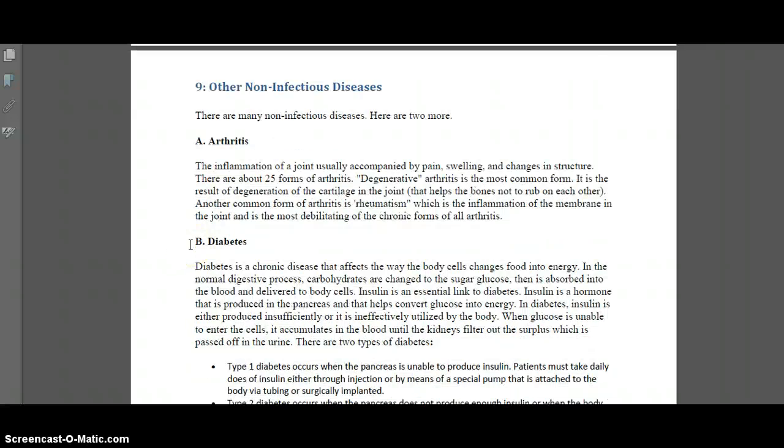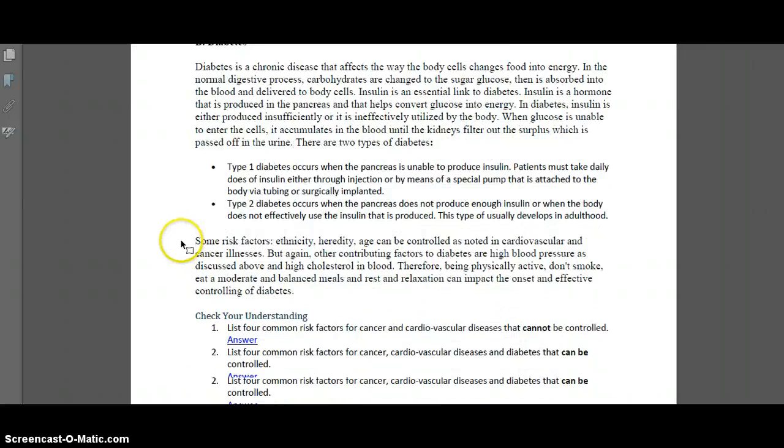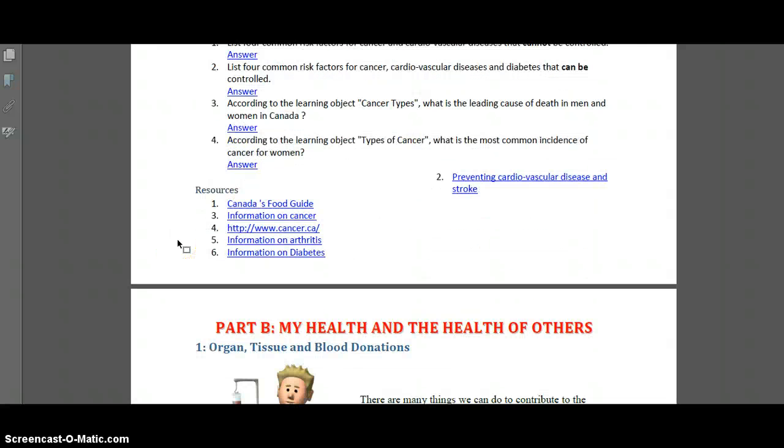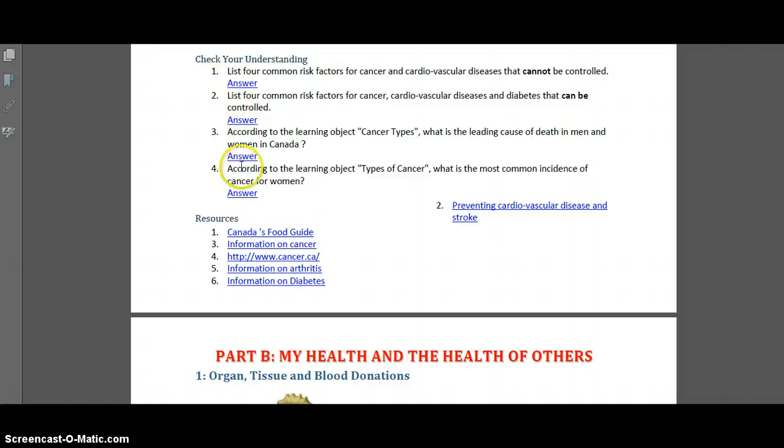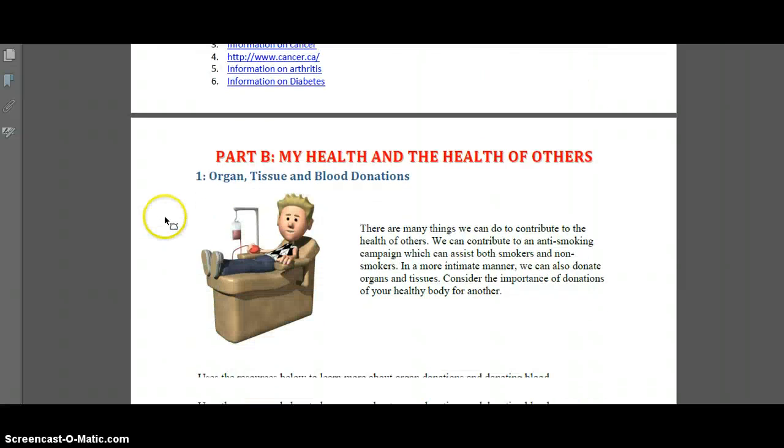And then some other non-infectious diseases: arthritis, diabetes. These would be good questions to do here. 1, 2, 3, and 4 with the answers. You might see those show up on a quiz or test, but again, resources not going to be tested. That's it for Part A.